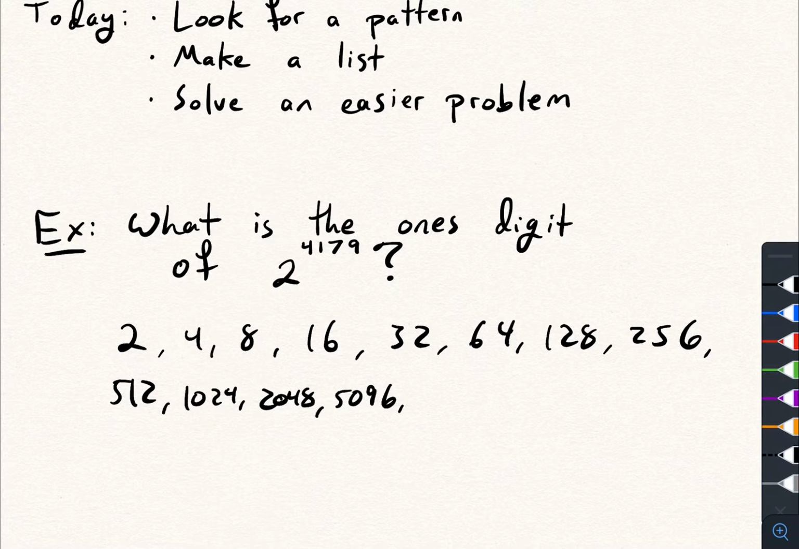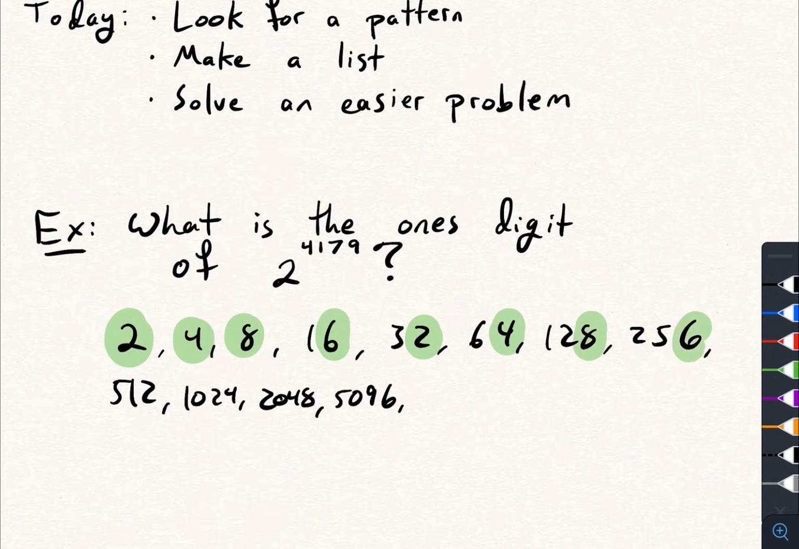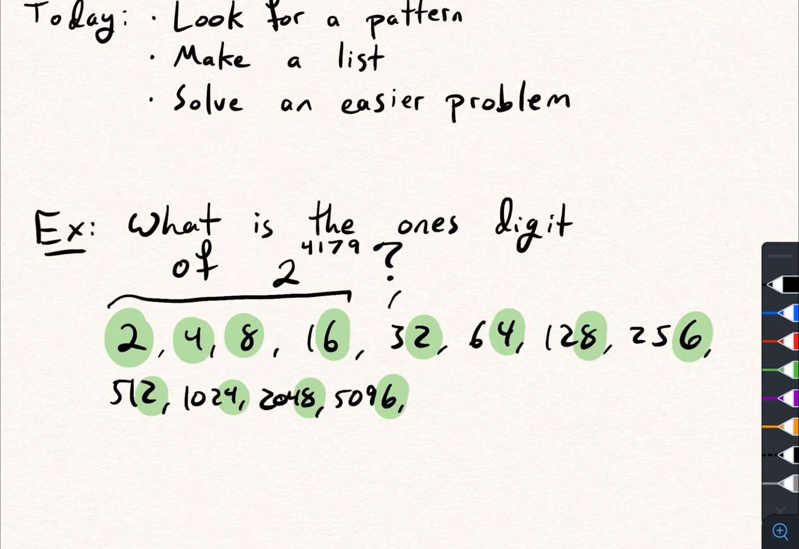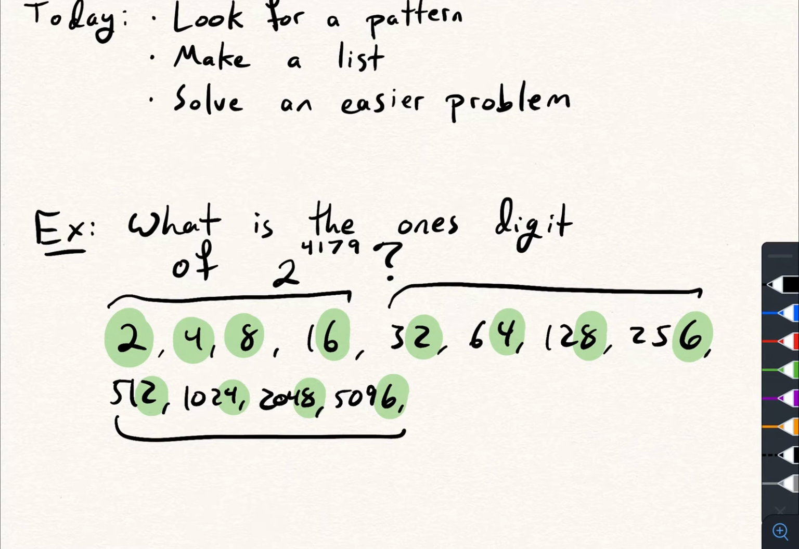The goal is to find a pattern somewhere in this list. So let's look at the ones digits of all these numbers. Let's go through and highlight the ones digit: 2, 4, 8, 6, 2, 4, 8, 6, 2, 4, 8, 6. Hopefully you're able to recognize that there's a pattern here. Every 4 powers of 2, the ones digit cycles through 2, 4, 8, 6, and that just keeps on going. So it seems like there's a pattern there.